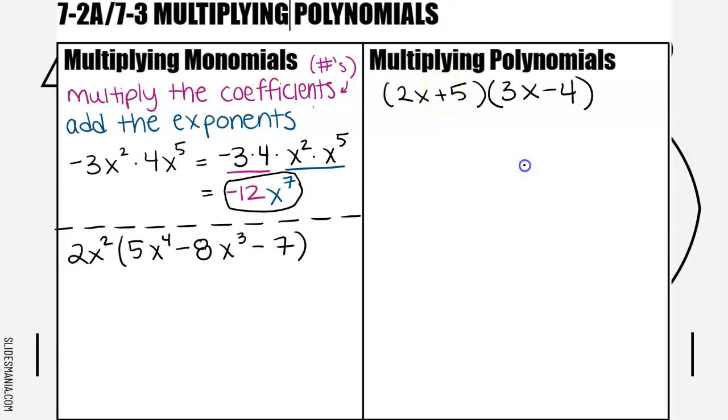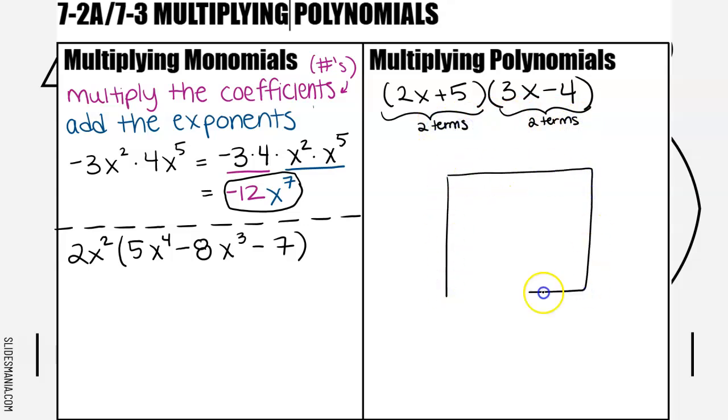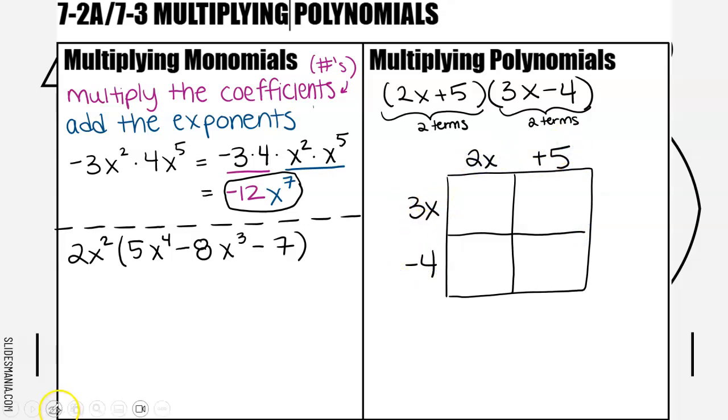So here is a 2 by 2 polynomial or multiplication problem. So I'm going to make a 2 by 2 box. I'm going to put 2x plus 5 on one side and 3x minus 4 on the other. You do not have to put them in that same spot, but you do have to keep the 2x and the 5 together and the 3x and the minus 4 together. Then I'm going to do my little mini multiplication problems.